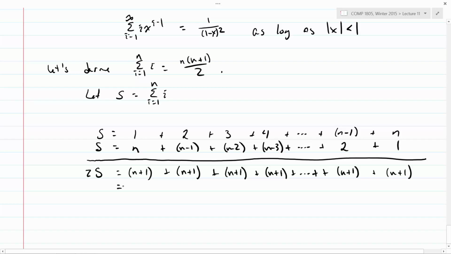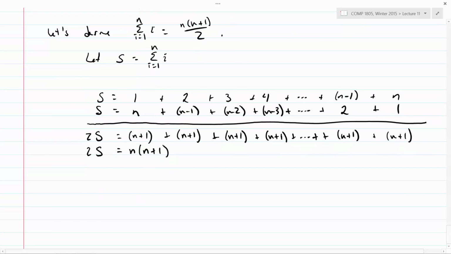How many terms are there in this sum? n. So the sum itself is n times (n plus 1). But that's not the sum we're interested in. That's twice the sum we're interested in. And therefore, S is equal to n times (n plus 1) over 2. That's one way you can derive that.